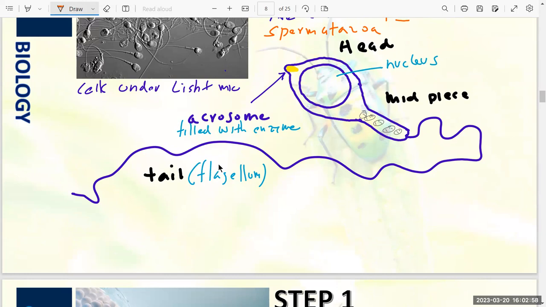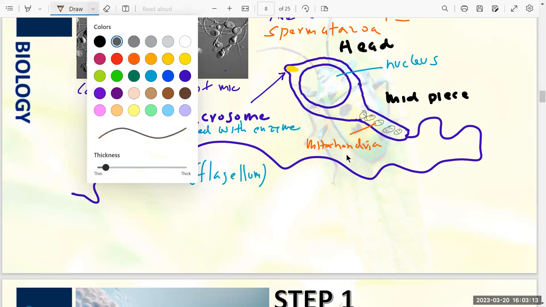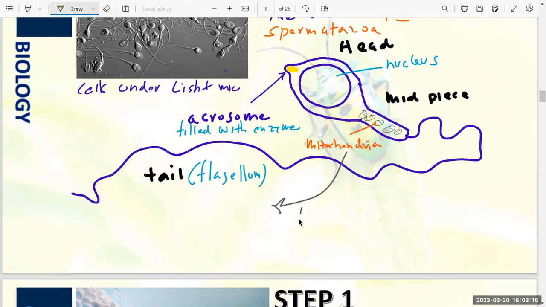So the tail is important for the movement of the sperm cell, and then the mitochondria provide energy for the movement of the flagellum. Right? So you can write: mitochondria provide energy for the movement of flagellum.